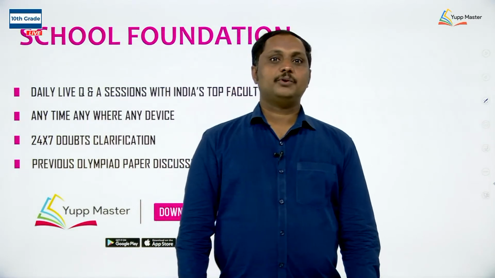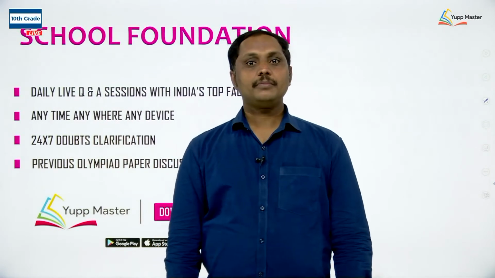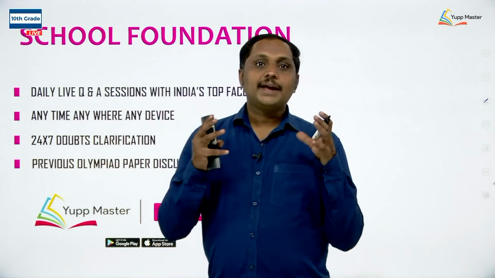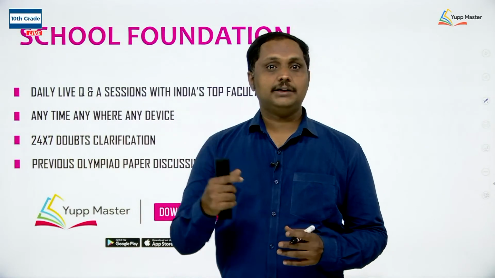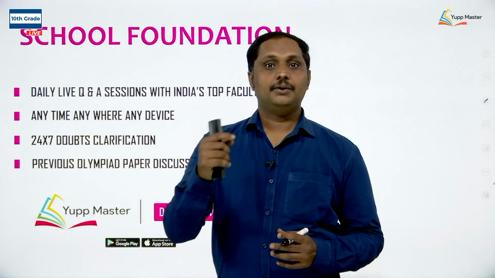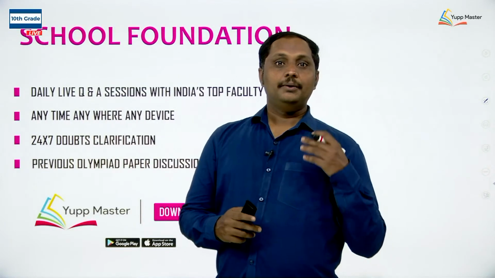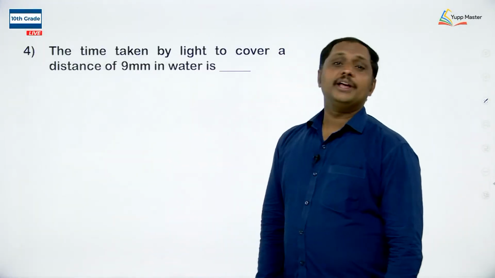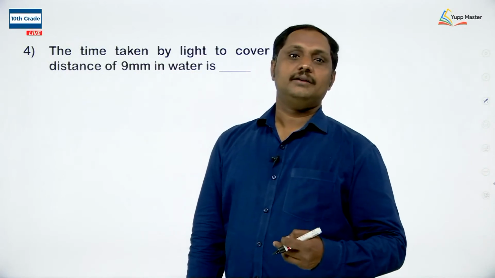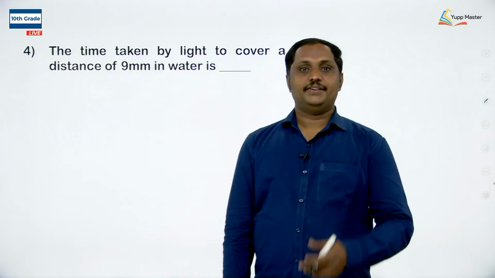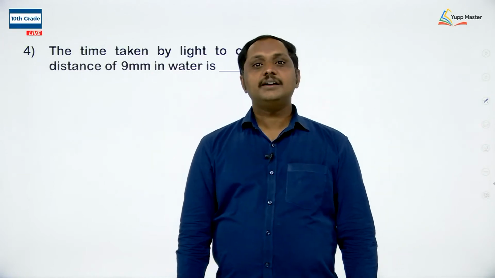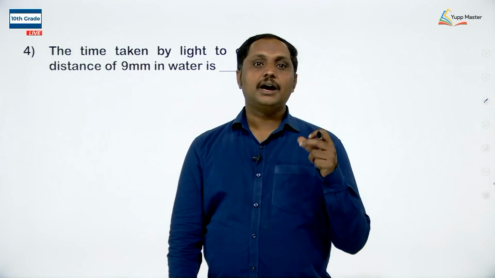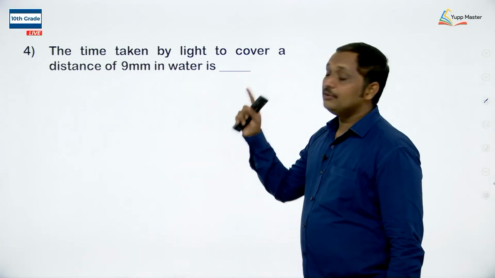You can take one example. Today we are going to discuss problems. Let us take one problem: calculate the time taken by light to cover a distance of 9 mm in water medium. Let us have a look at the problem. They have given the distance, so you can easily find the speed. You are supposed to find the time taken by the light to travel 9 mm in water.